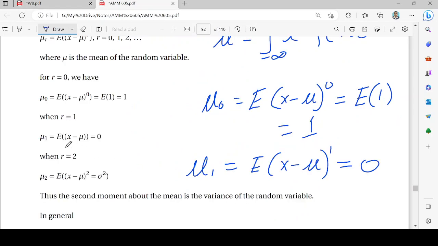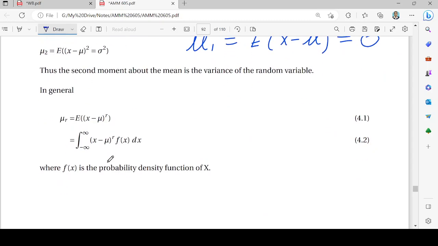So mu1 is 0, and when we write mu2, this will be the expected value of x minus mu squared, which is basically the variance of the distribution. So the second moment about the mean is equal to the variance of the distribution.